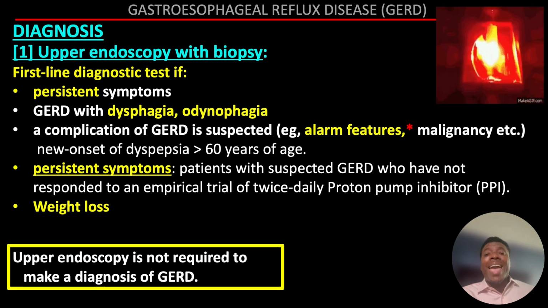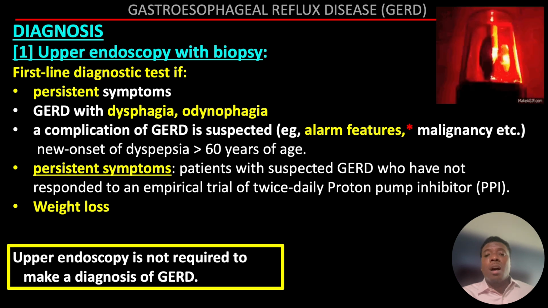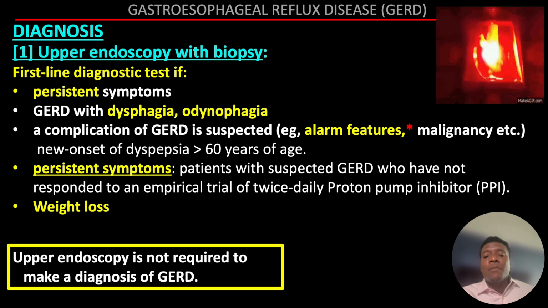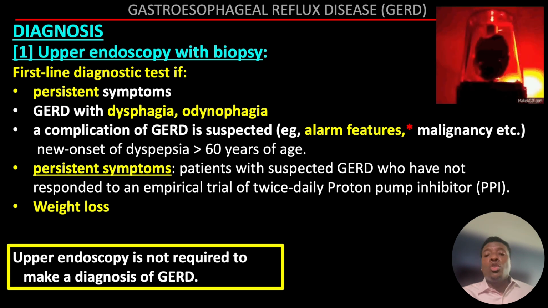In patients with any of the alarm symptoms, odynophagia, dysphagia, weight loss, bleeding, you always want to do an upper endoscopy with biopsy to rule out those complications of GERD. Remember that EGD is not helpful to make the diagnosis of classic GERD because if it's classic GERD without complications, you won't see anything on upper endoscopy. Its use is really for anyone with risk factors for complications of GERD.